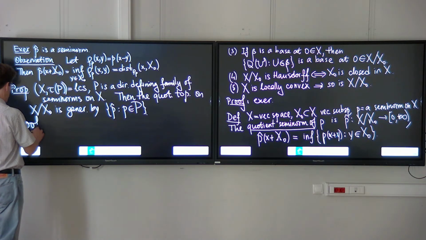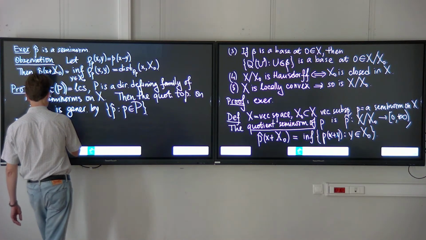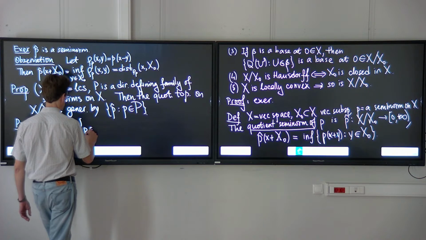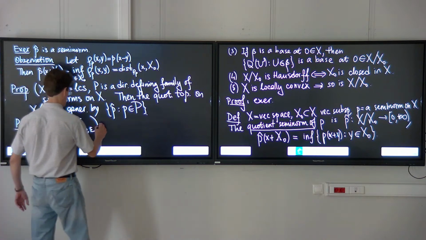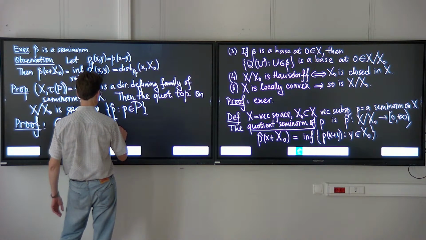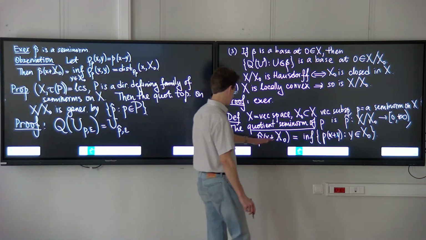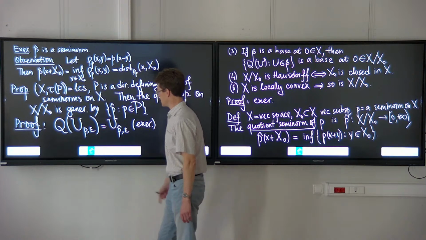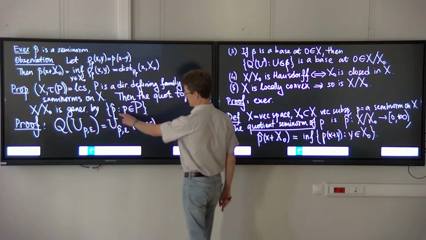The proof follows from the following short formula, which, formally, is an exercise, but a very easy exercise. If we take the open ball corresponding to any semi-norm P of radius epsilon and apply Q, what we get is, again, the ball corresponding to the quotient semi-norm P hat of the same radius epsilon. So this equality follows from the definition of the quotient semi-norm. This is a simple exercise. And if we now look at this formula, we see that it actually implies what we need.